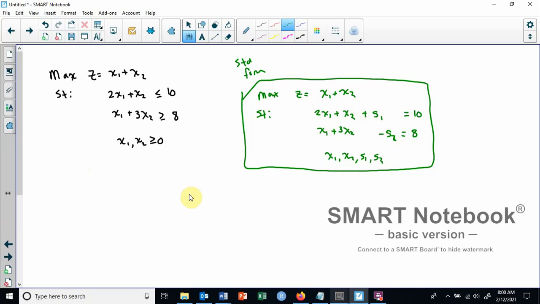So next lesson we'll look at these constraints that we have now turned into equations. How can we use them in an interesting way?